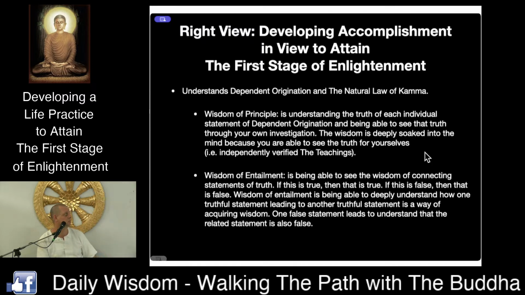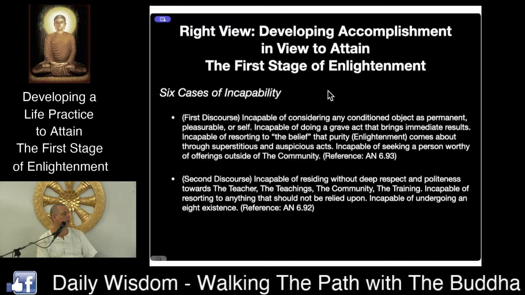Then the Buddha talks about these 6 cases of incapability for someone who has accomplishment in view. There are multiple discourses here, and I've smushed them all together to fit them onto a slide. But in the book, I've laid them out in a way that's easier to digest, but I'll just walk you through these. The first discourse, he says, these are 6 cases of incapability, that by the time you get to accomplishment in view, you will be incapable of considering any conditioned object as permanent, pleasurable, or self, right?